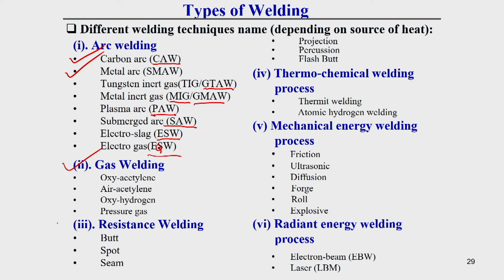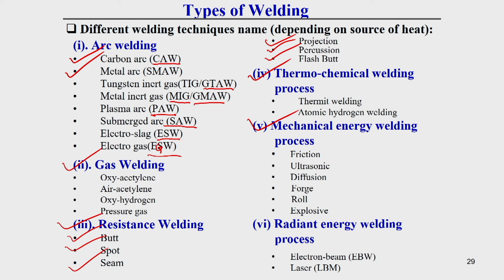Then in resistance welding, we will get different types of resistance welding where the heat is due to resistance heating. Here we will get different types of welding process like butt welding, spot welding, seam welding, projection welding, percussion welding, flash butt welding. These are generally in the category of solid state welding process. Then in thermochemical welding process, we can get thermite welding and atomic hydrogen welding.